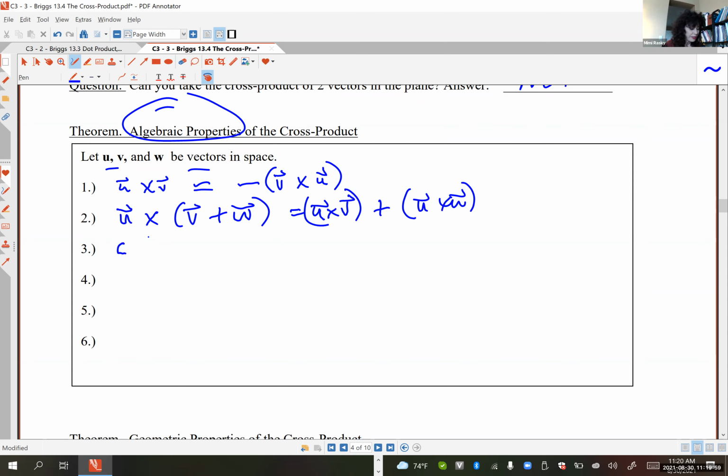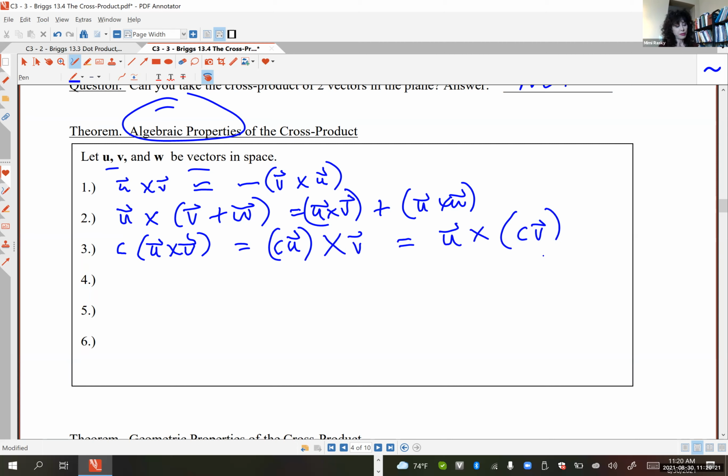Number 3, if you have a scalar and you're multiplying it with a cross product, you can do the cross product first and then hit it with the scalar multiple. Or you can first do the scalar multiple with U and then take the cross product of that result with V. Or you can take the cross product of U with the scalar multiple of V, whichever is your favorite. They're all equivalent. Going to get you the same answer.